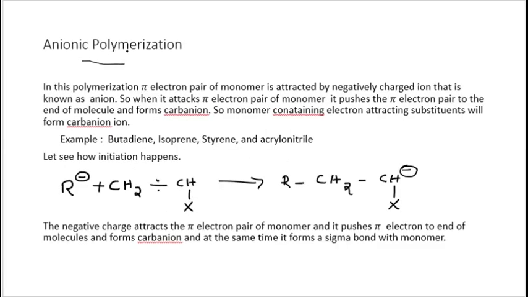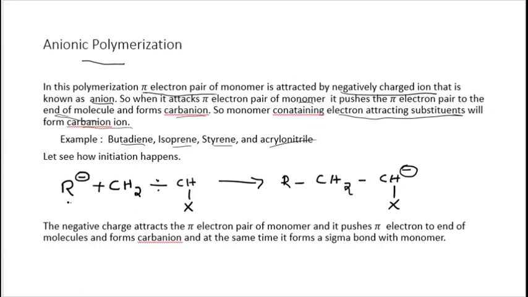Next is the anionic polymerization. So, in anionic polymerization, the pi electron pair of the monomer is attracted by a negatively charged ion, known as an anion. When it attracts the pi electron pair of the monomer, it pushes the pi electron pair to the end of the molecule and forms a carbanion. Normally the monomers containing electron attracting substituents will form this carbanion to initiate the polymer chain growth. Examples are butadiene, isoprene, styrene, acrylonitrile. Let's see how this initiation can be done.